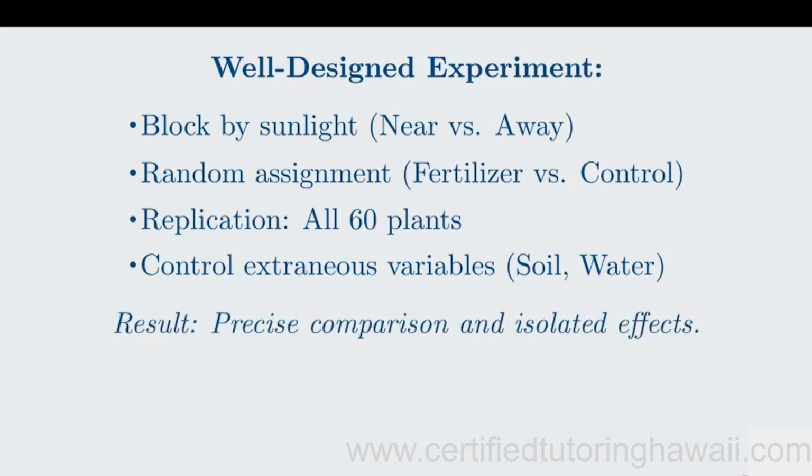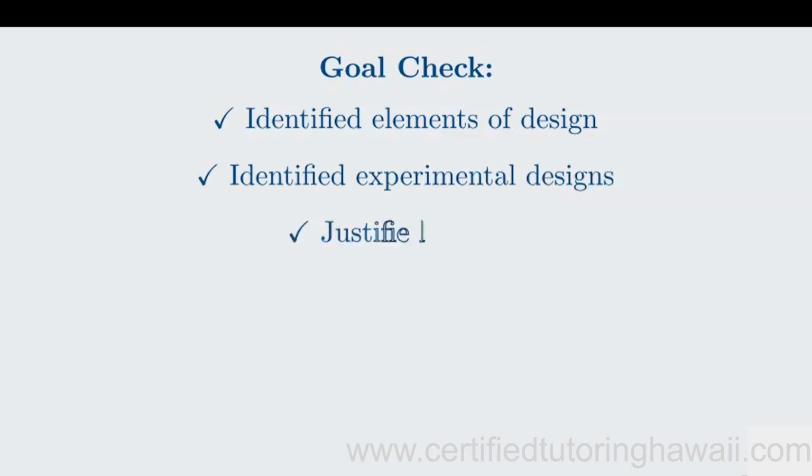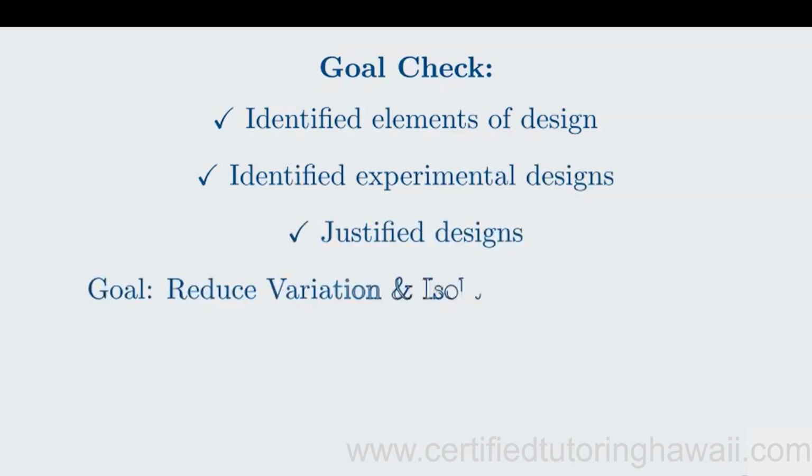By randomly assigning, they balance other variables like plant genetics. By using a control group, they have a baseline. And with 60 plants, they have enough replication to ensure the results aren't just a fluke. Let's check our goals. Did we identify elements of design? Yes. Did we identify experimental designs? Yes. And did we justify the design choice? Yes.